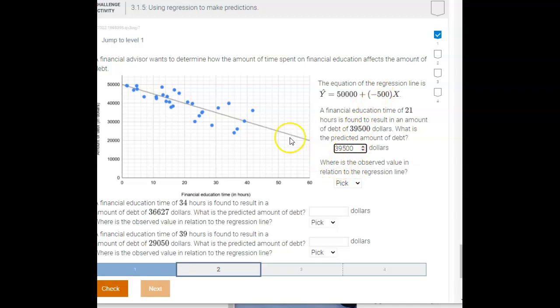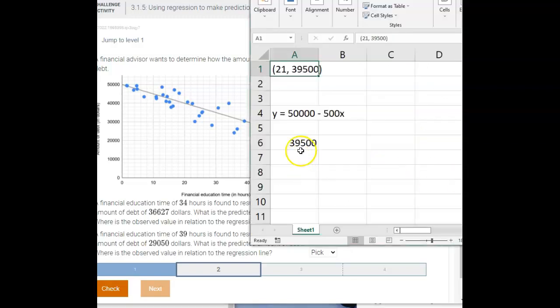And where does that fall in terms of the line? Where does the observed value fall in terms of the line? The observed value was 39,500. The predictions are always exactly on the line. We're using the line to make predictions. So the observed value here is on the line, since the observed value is the same exact result as the predicted value when we plug 21 in.